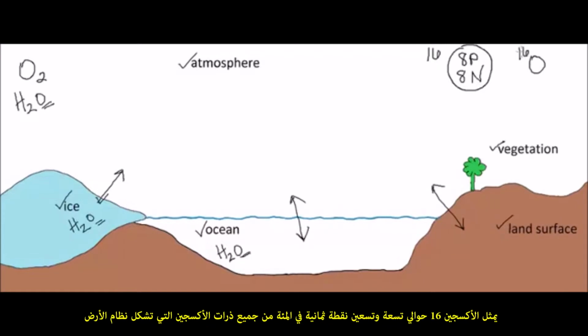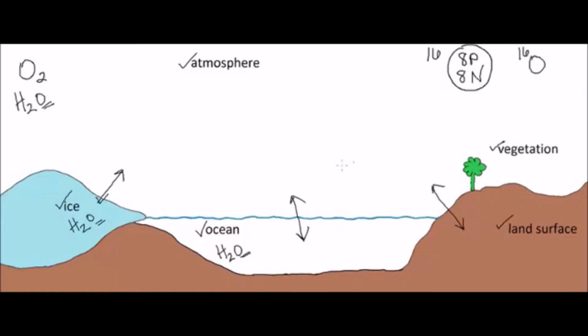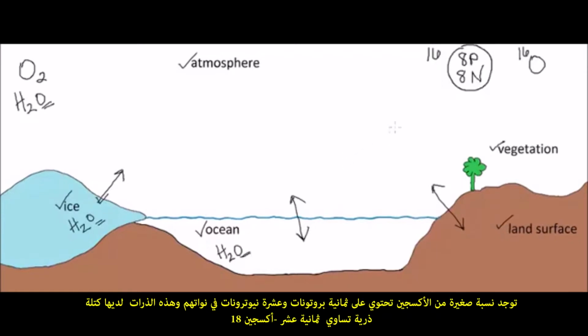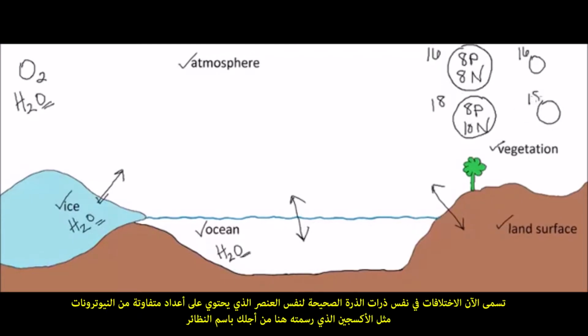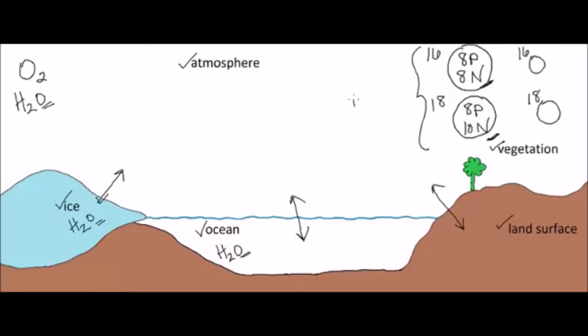O16 accounts for almost 99.8% of all the oxygen atoms that comprise the Earth's system. A small percentage of oxygen exists with 8 protons and 10 neutrons in their nucleus, and these have an atomic mass of 18. O18. Now, variations of the same atom, right? Atoms of the same element that have varying numbers of neutrons, like the oxygen that I've drawn here for you, are called isotopes.